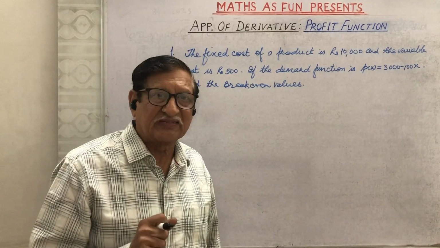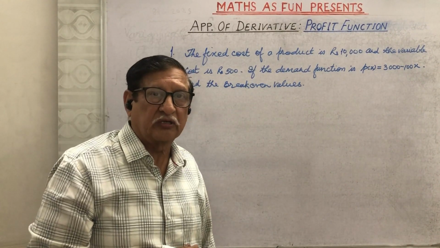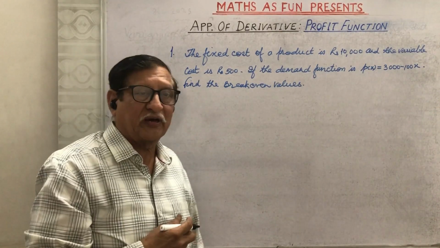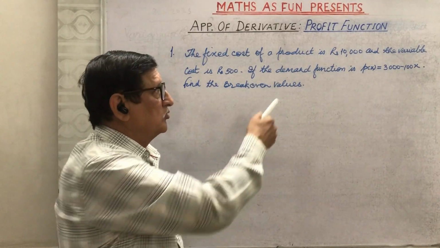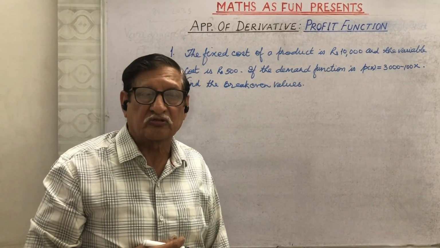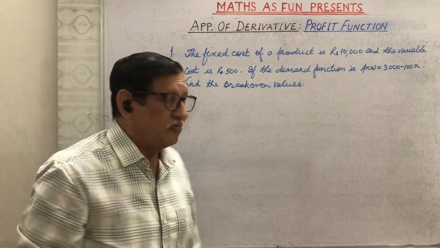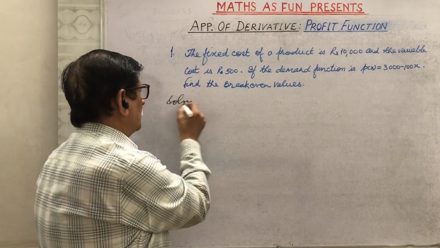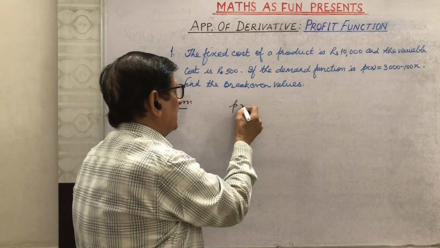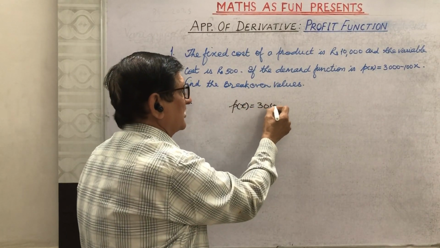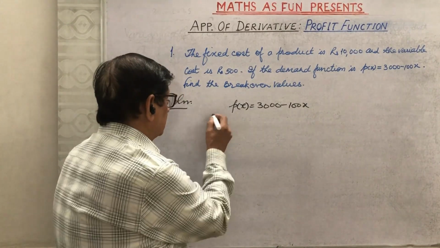The first problem we discuss is: the fixed cost of a product is rupees 10,000 and the variable cost is rupees 500. If the demand function is P(x) is equal to 3000 minus 100x, then find the break-even values. For the solution of such a problem, first we write the demand function, that is P(x) is equal to 3000 minus 100x.